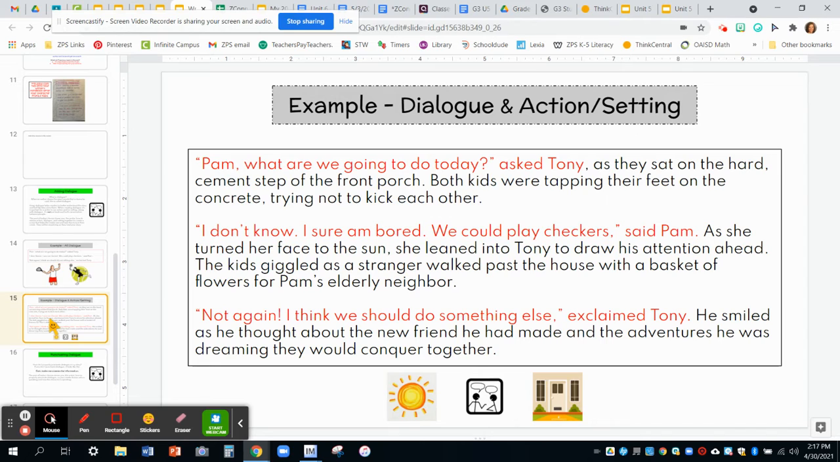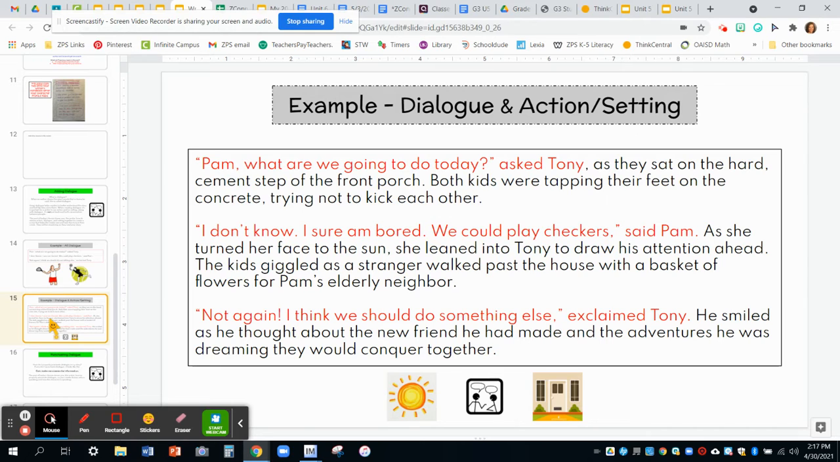So now we know a little bit more about how Tony's feeling. Looks like maybe he's new in the neighborhood, right? He's got a new friend. So Pam is his new friend. And he's thinking of all the things that they could do together and how much fun it's going to be to get to know this new friend. So doesn't that sound a lot better than just what was written in red on the previous slide, right? It was just kind of back and forth. This shows us a little bit more about what's happening, and we can kind of feel like we're there as the reader. We know what's happening and we're kind of visualizing and we're putting ourselves into the story.